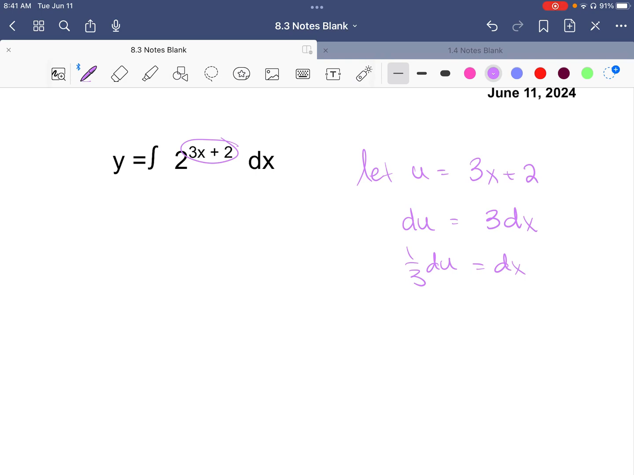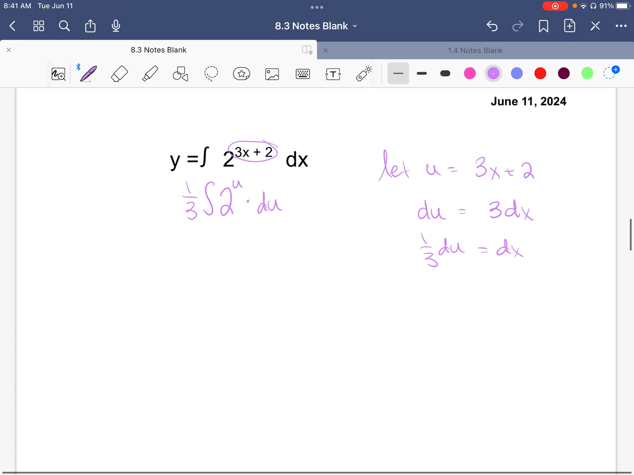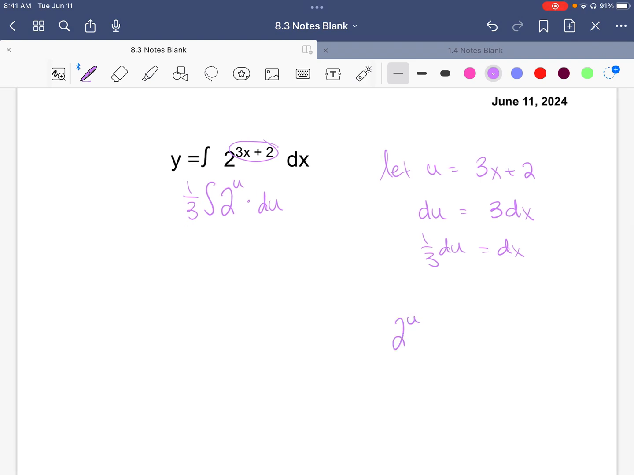Rewriting what we substituted, we've got our 1/3. We're going to take the integral of 2 to the power of u times du. Okay, if we remember our rules for derivatives, we know 2 to the u, the derivative of that would be 2 to the u times ln 2.